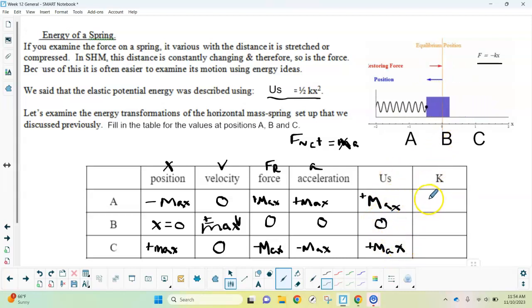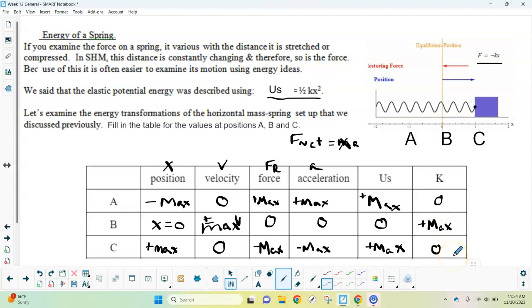And then the reverse happens for the kinetic energy. At A and C, it's stopped. If you look at the velocity, if the velocity is 0, the kinetic energy is 0. So those are both zeros here. And then the maximum kinetic energy occurs at B, and you can't have negative kinetic energy. So that's a positive maximum.